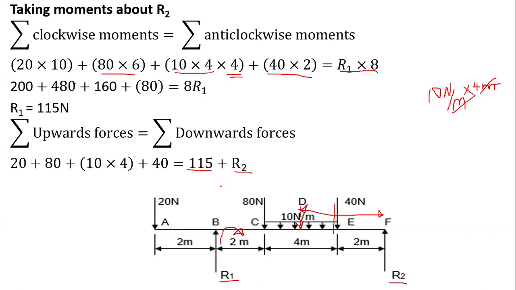In other words, why have we written 115? Because this is my R1. R1 is the one we found here, and it's an upward force. So from there, we can do the algebra. We will notice that on one end, when I add everything together, I end up with 180. So this 115 can go to the other side, and I will have 180 minus 115, giving me 65 newtons.